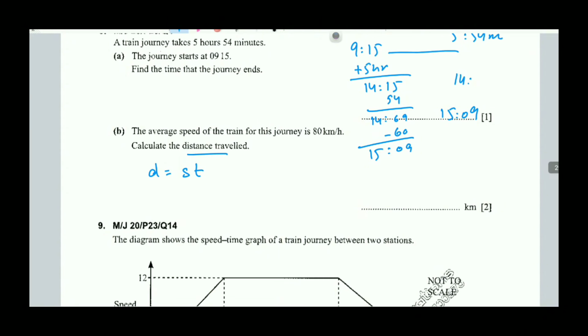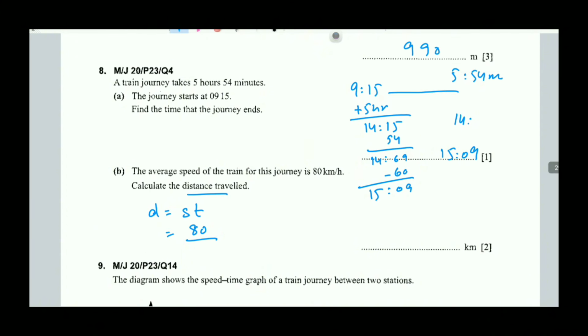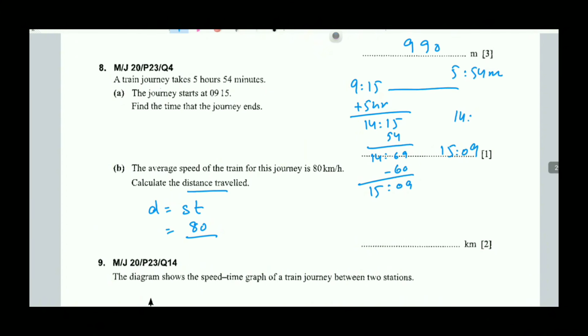The average speed of the train on its journey is 80 kilometers per hour. Calculate the distance traveled. Very easy. Speed is equal to distance over time, and distance is equal to speed times time. So this is a simple question without a graph. You can use the formula here. Speed is 80 and time is 5 hours 54 minutes.